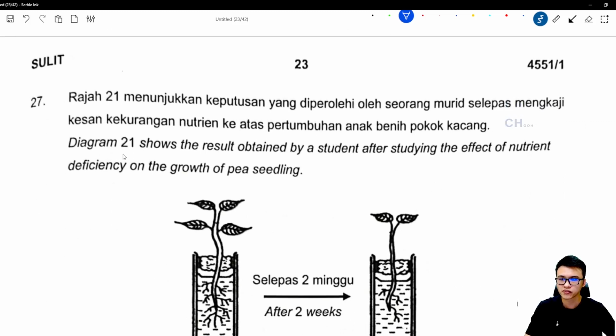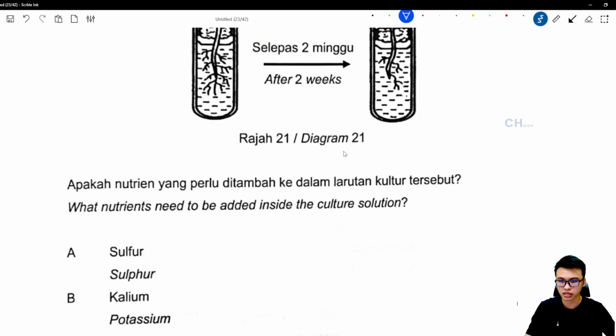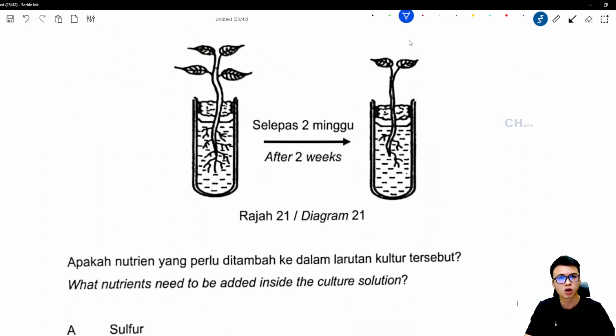Okay, so continue. Diagram 21 shows the result obtained by the students studying the effect of nutrient deficiency on the growth of the pea seedling. So you guys need to use your eyes to observe these two diagrams. What you can see here is that the root development is not really good. The roots are unhealthy. That's why you can see there are only 2 leaves. The stem is not growing because of the unhealthy root growth.